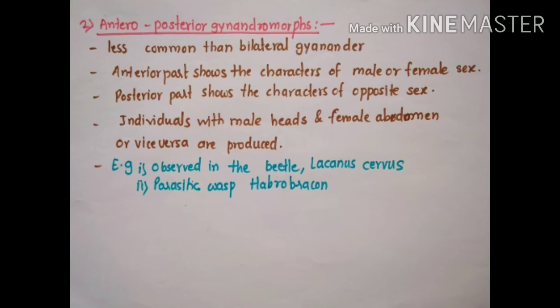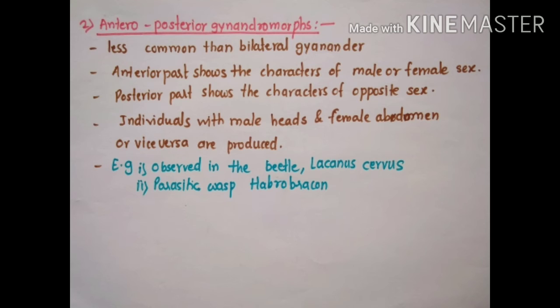Such a type of Gynandromorphus you observe in figure number 2. There is a characteristic combination of male and female seen. Anterior part of body showing the male characteristic and posterior part of the body showing the female characteristic. Such a type of demarcation is present whether it is anterior or posterior.